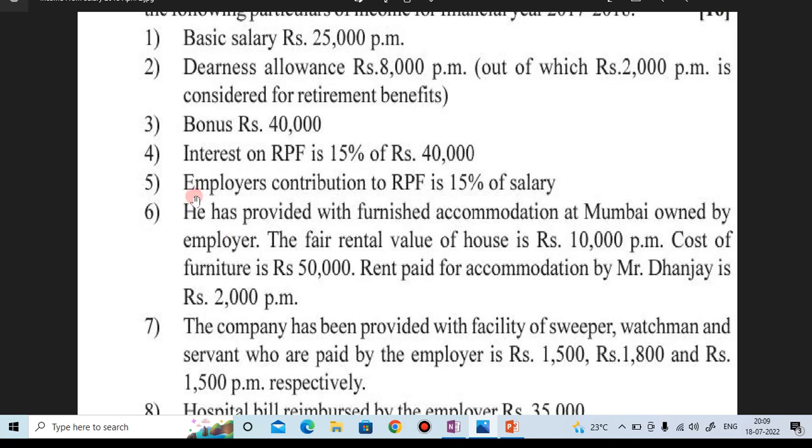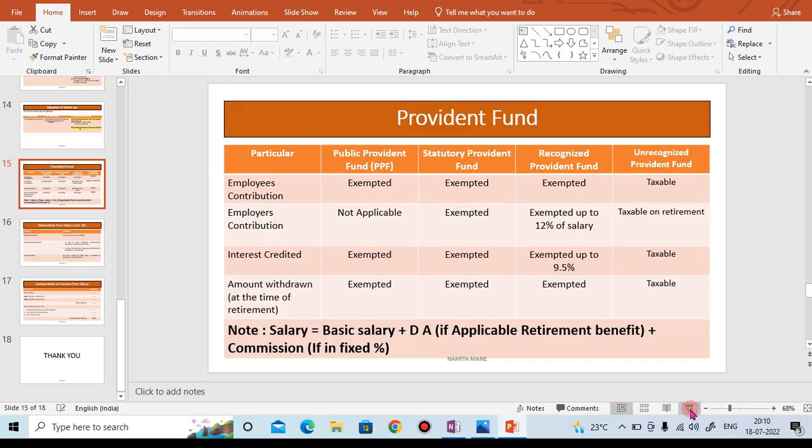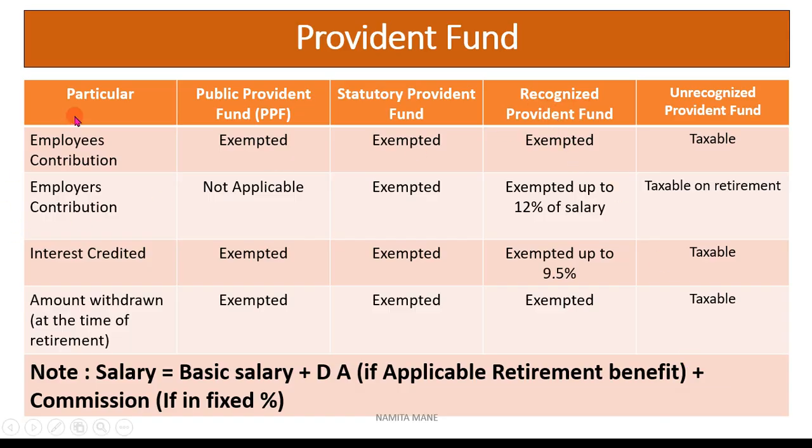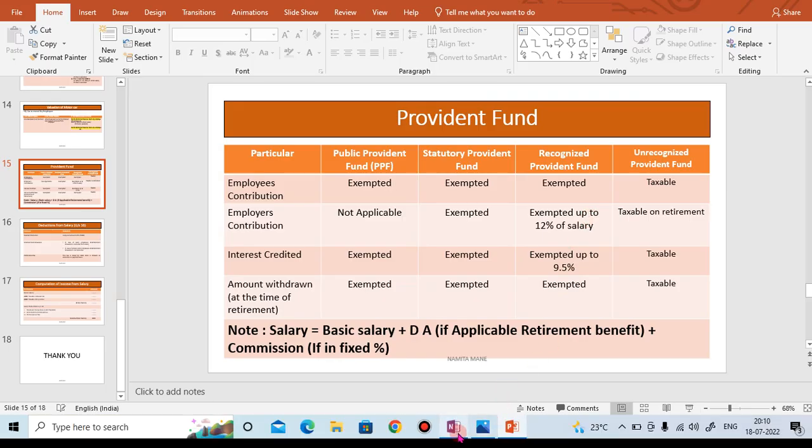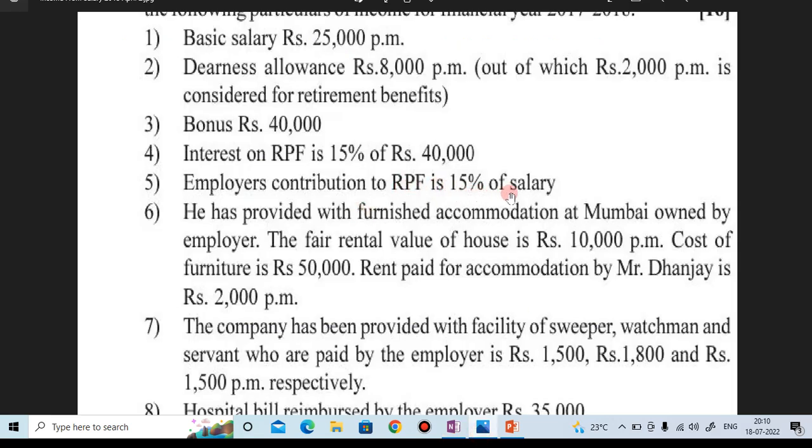Now next is employer's contribution to RPF, which is 15% of salary. Okay, so see here, employer's contribution to recognized provident fund is exempted up to 12% of salary. That means 12% of salary will be exempted, tax free, and the remaining will be taxable. Here the employer contribution to recognized provident fund is 15% of salary. From this 15%, exempted is only up to 12%.